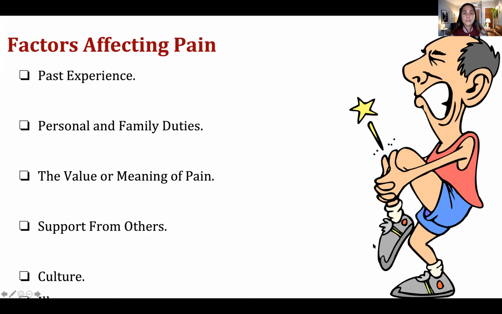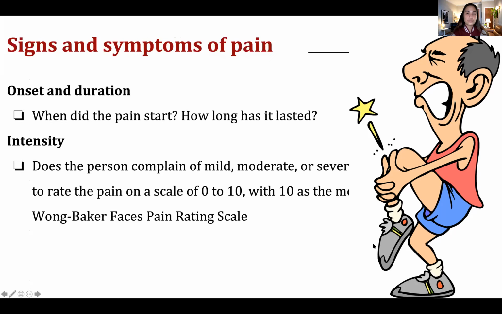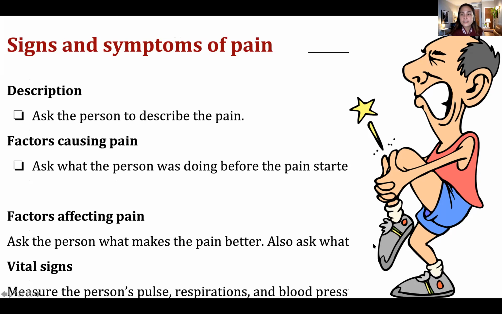So factors affecting pain, you have the past experience, the personal and family duties, the value or meaning of pain, support from others, and culture. Signs and symptoms of pain, we have the onset and duration. If we're talking about onset, when did the pain start? If we're calling it duration, how long did it last? If we're talking about intensity, is it moderate, mild, or severe? Description is the pain is aching, crushing, okay, stabbing.